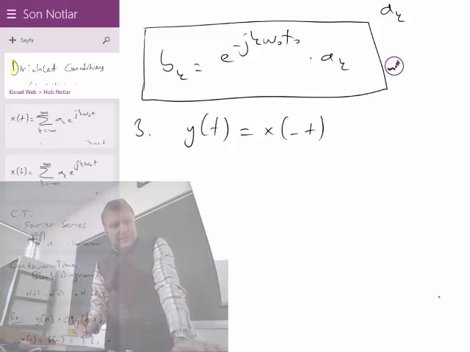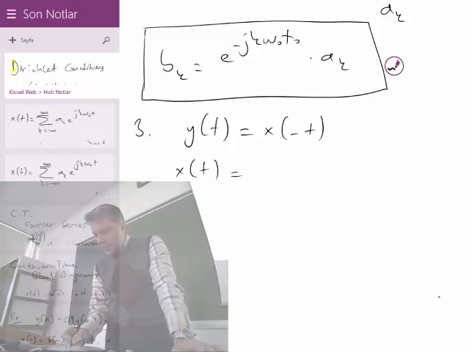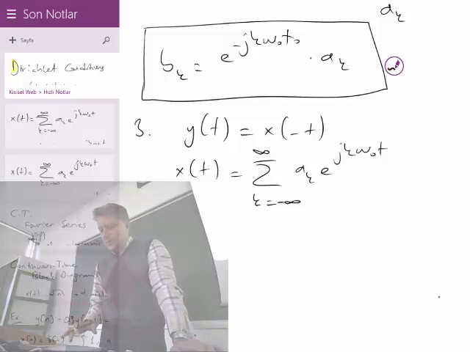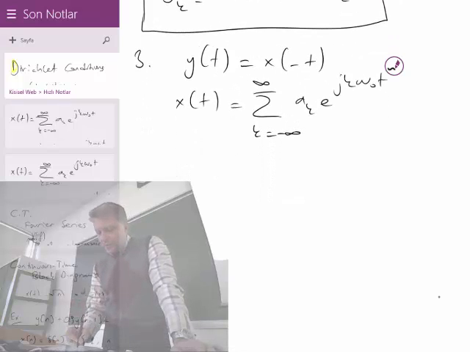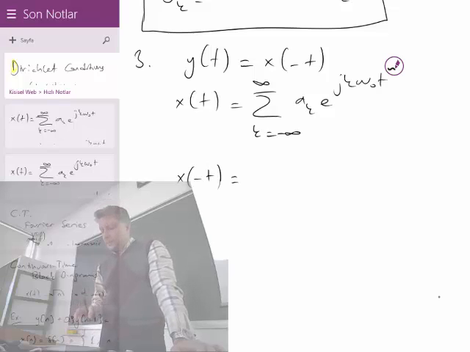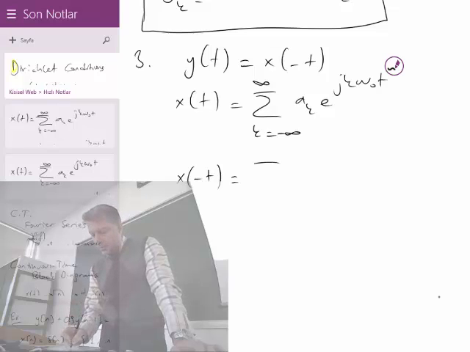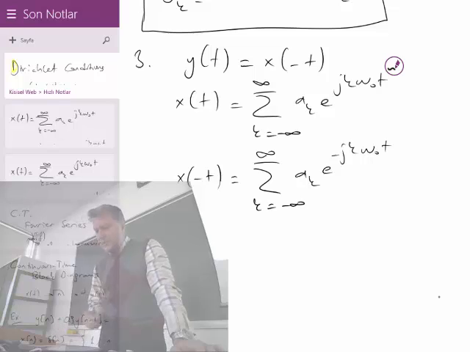Well, let's write the Fourier series representation of x of t again, and that is summation k from minus infinity to infinity ak e to the jk omega 0 t. Right? This was the representation. Then what would be the Fourier series representation of x of minus t from the same equation? You just replace t by minus t, and you will have the summation k from minus infinity to infinity ak e to the minus jk omega 0 t. Okay, this is what you will have.